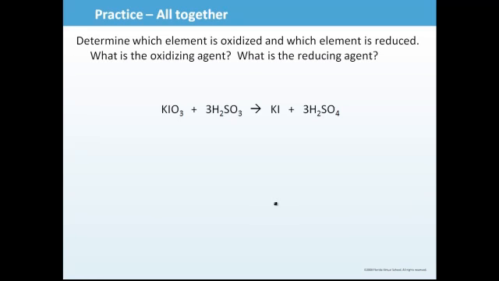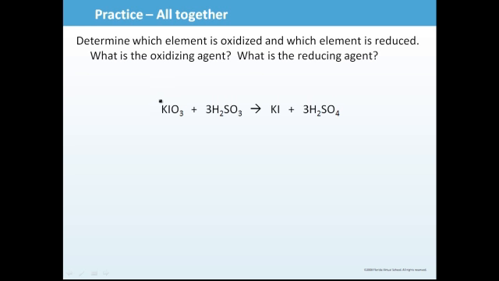All right, so let's put that all together and try this one here. Determine which element is oxidized and which is reduced, and then what is the oxidizing agent and what is the reducing agent. So again, it all starts by assigning oxidation numbers. All right, so let's start with our first compound here, the KIO3.